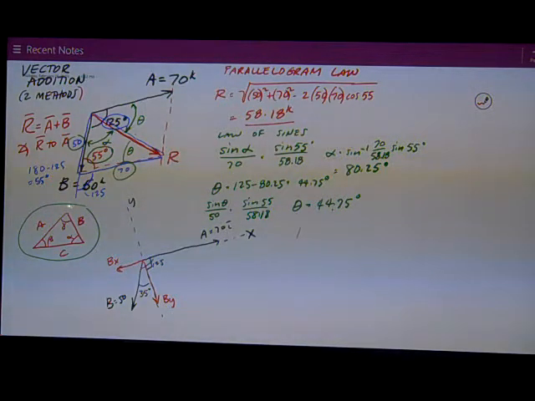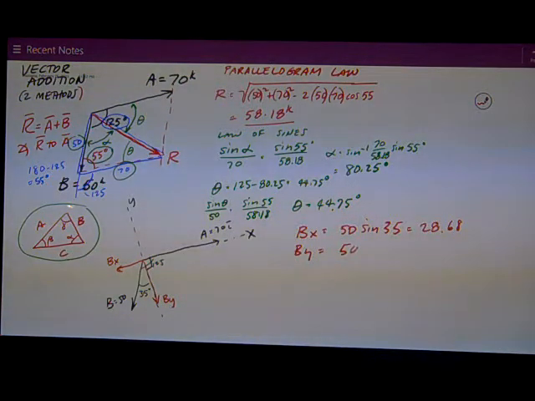So bx is equal to 50 times the sine of 35, because it's opposite that 35-degree angle. That works out to be 28.68. By is 50 cosine 35. It works out to be 40.96. Notice how I'm using 4 significant digits for my calculation for better accuracy.